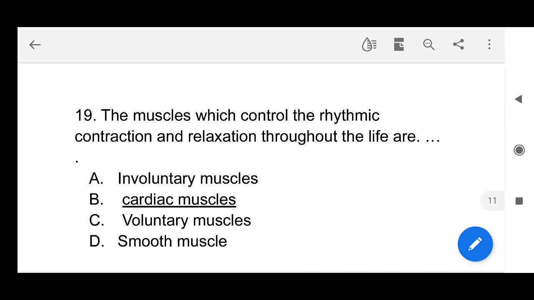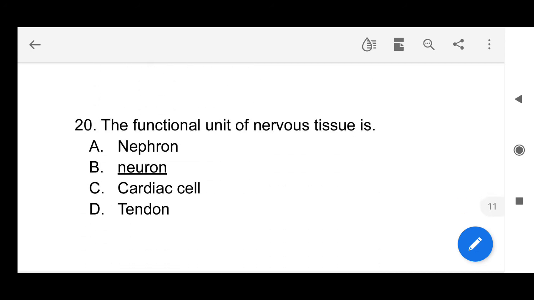The muscles which control rhythmic contraction and relaxation throughout life are cardiac muscles. So see here, these cardiac muscles are very strong. They start to work before we are born. So these are very strong muscles and are known as cardiac muscles. So the last question is here, the functional unit of nervous tissue is a neuron. So don't get confused with nephron. Nephron is the functional unit of the excretory system or kidneys, but nervous tissue is made up of neurons.